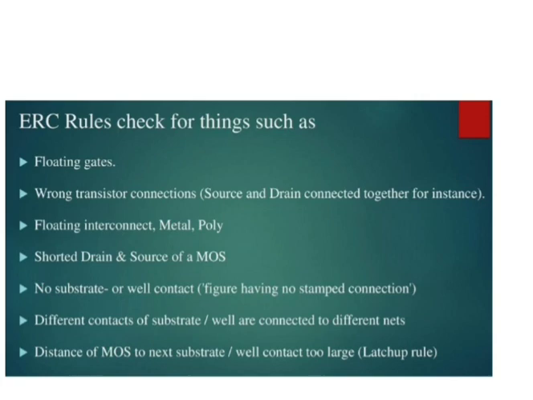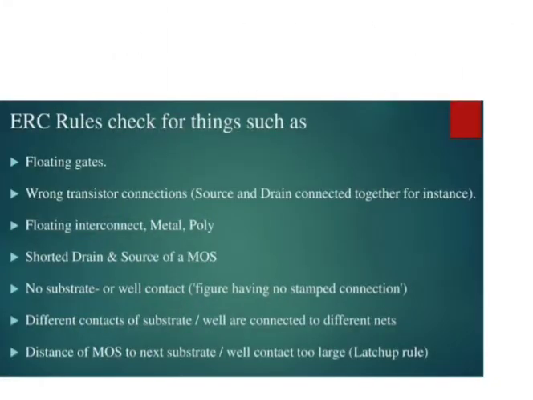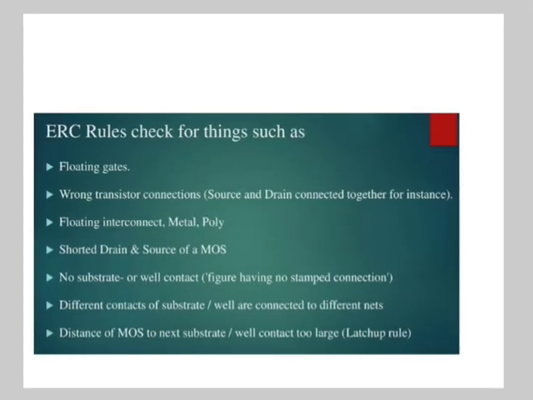So ERC rules check for things such as floating gates, wrong transistor connections, that is source and drain connected together, for instance floating interconnect or metal poly, shorted drain and source of MOS, no substrate or well contact, different contacts of the substrate or well connected to different nets, and distance of MOS to the next substrate or well contact too large. So this is all about the ERC rules.